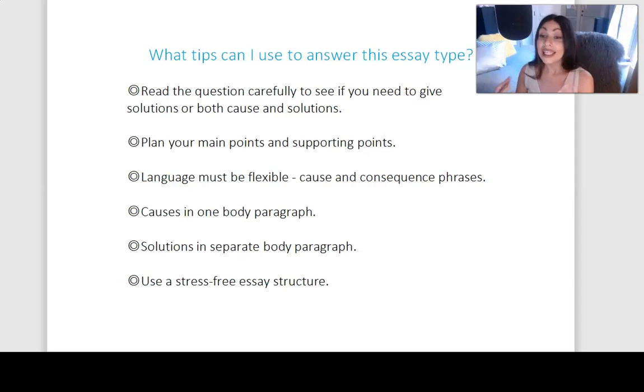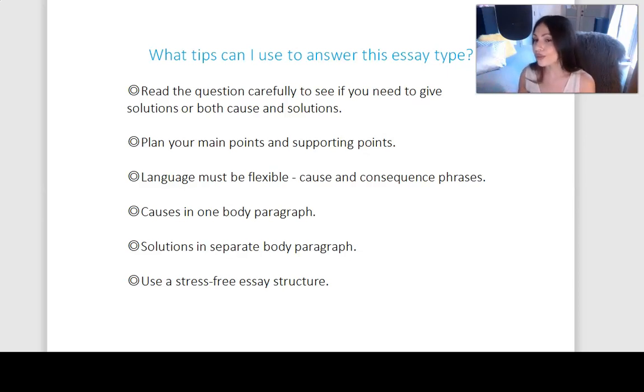Okay? Keep your language flexible, avoid repetition, use phrases to do with cause and consequence that your IELTS tutor will help you with throughout your tutorials, right? There are special expressions we use to write these types of essays. Now let's go on to paragraphing. How should you structure your layout?